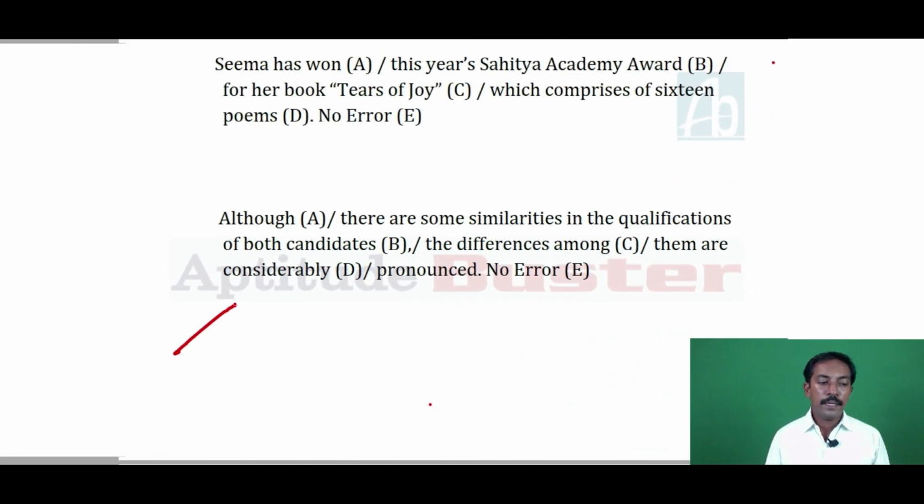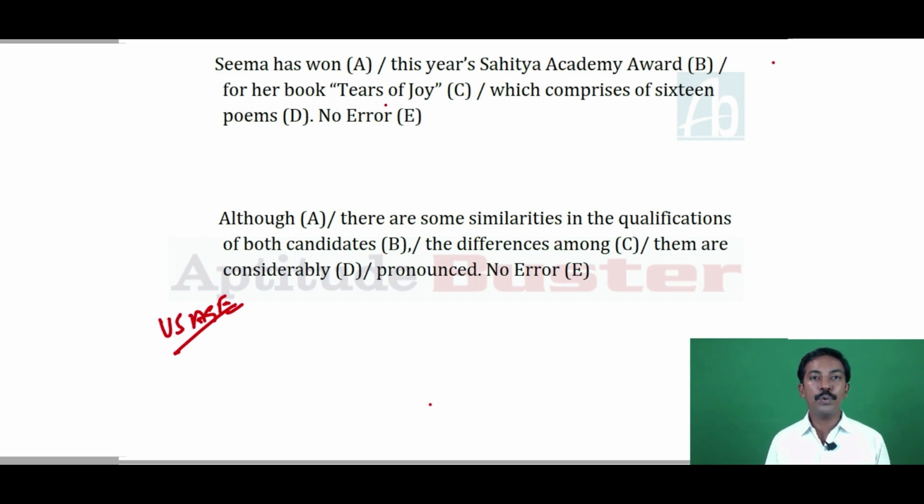The other type I call usage, which is certainly indefinite. There are many conventions of English which could be tested through the spotting error format, especially the usage. So I want to give you a sample of usage based errors. Try to see how far you could gather from the examples which I gave you. Seema has won this year's Sahitya Academy Award for her book Tears of Joy, which comprises of 16 poems.